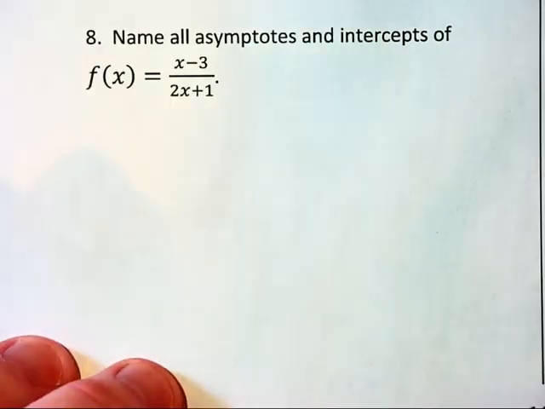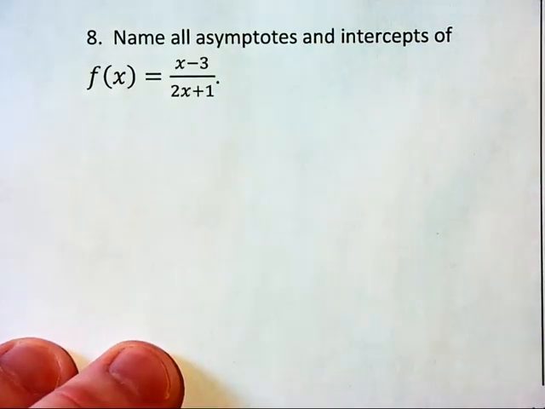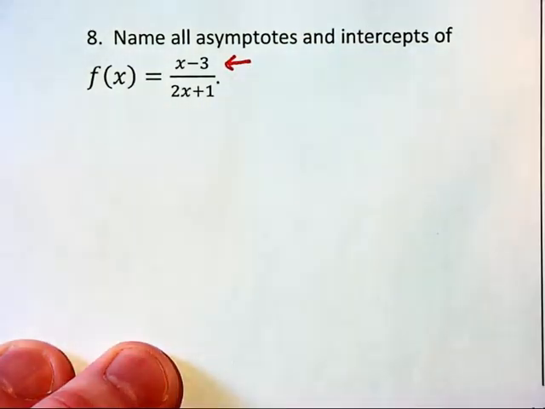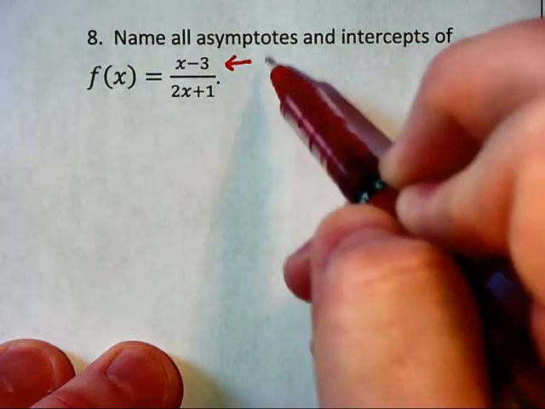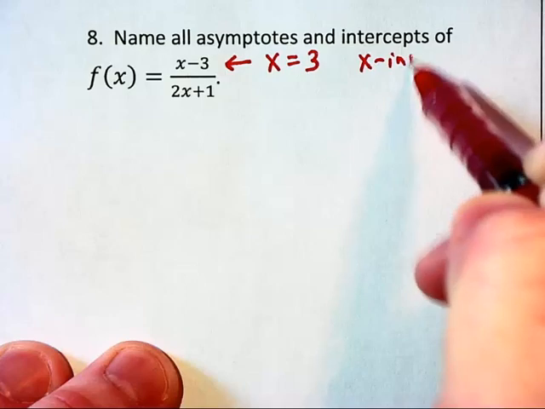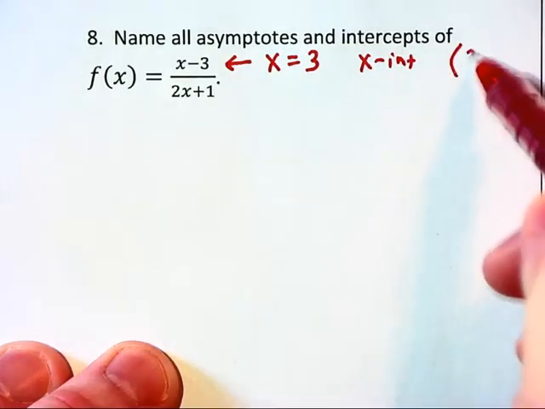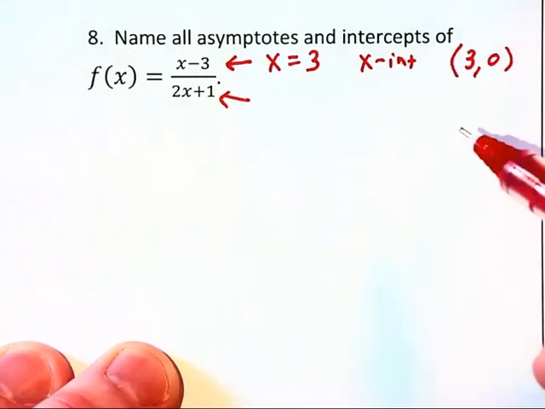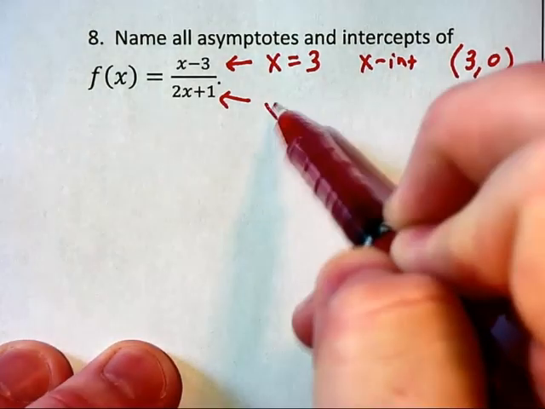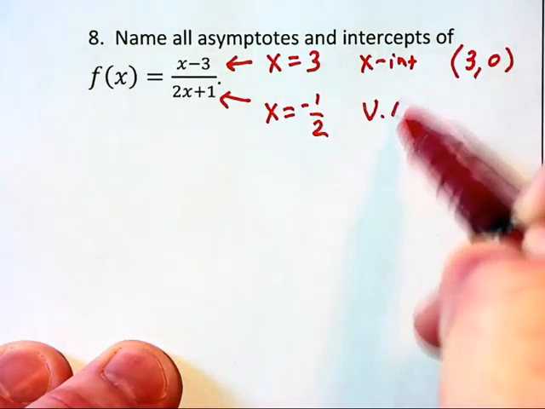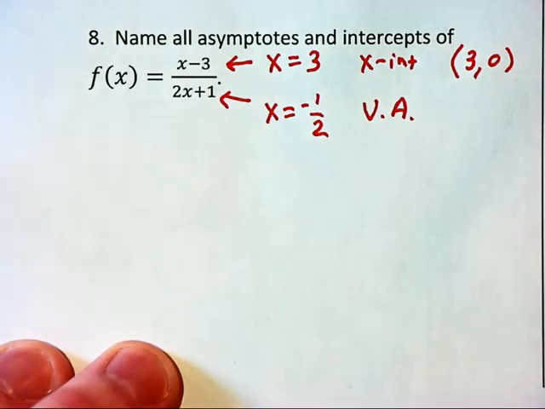Name all asymptotes and intercepts. Okay, well, we begin by setting the numerator equal to 0, and it's x equals 3, which is the x-intercept. And as an intercept, we probably should write that as (3, 0). We look at the denominator. It is 0 when x is equal to -1/2, and that will be the equation of the vertical asymptote.